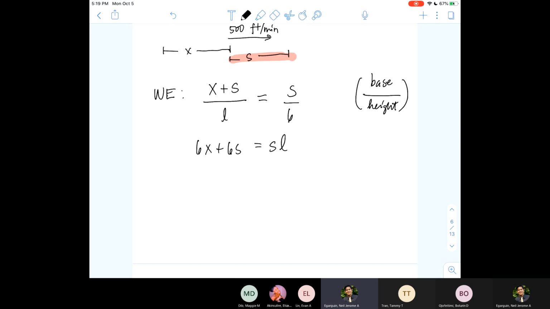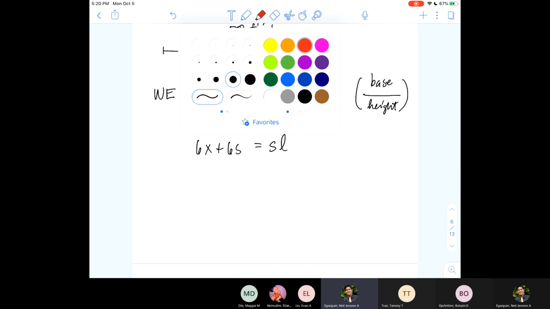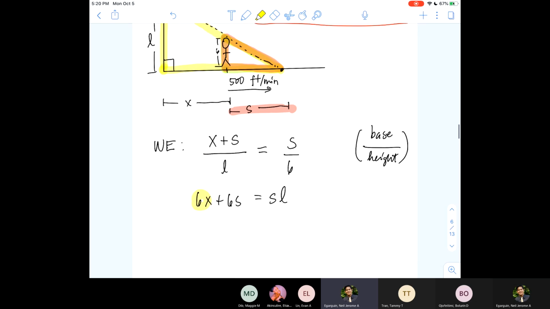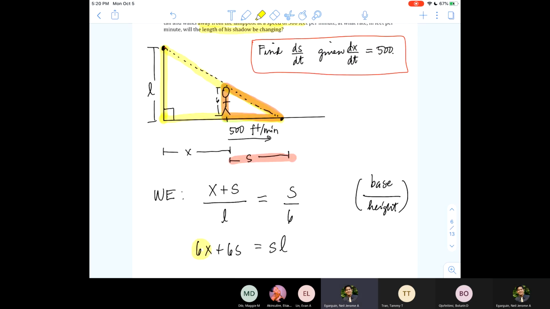Good, right? But to check if we have the right working equation, again, what we do is to imagine what happens when we differentiate. When we differentiate this, we will need dx over dt, which is fine. That is given in the problem. If I differentiate the second term, we will have a ds over dt, which is fine because that's what we're looking for. If I go to the right-hand side, I need to differentiate the product of s and l. So remember the product rule. This will require me to have a ds over dt, which is again fine because that's what we're looking for. But that will require us to have dl over dt, right?